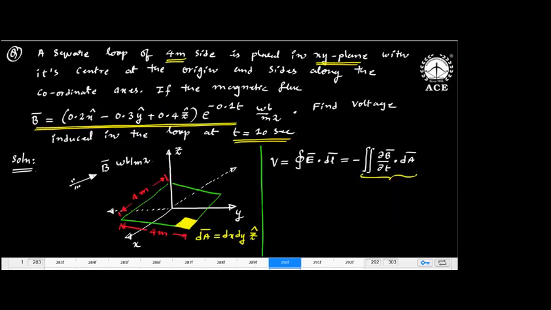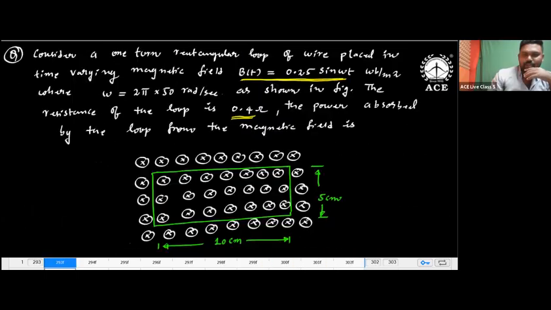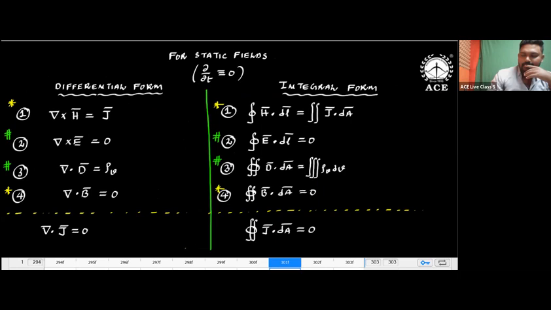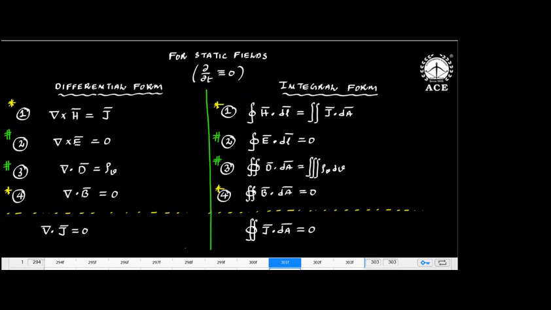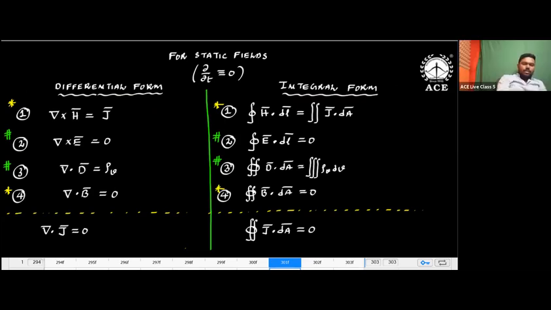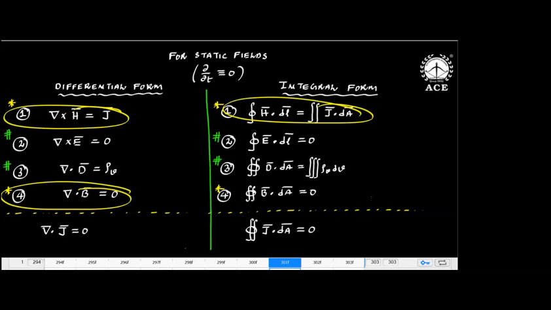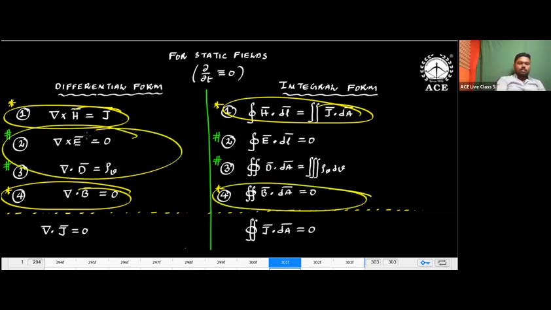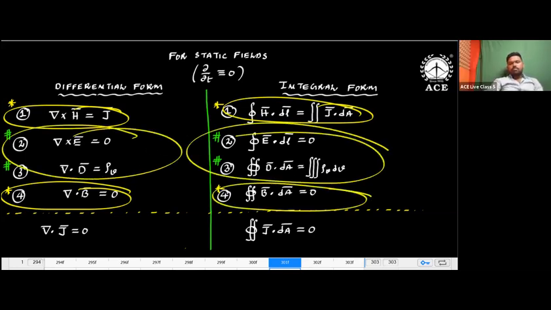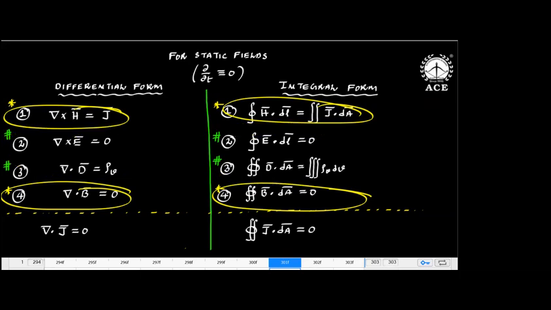Sir, slide number 301. Here you told which one is magnetostatics and which is electrostatics. Will you please explain once again? This is magnetostatics, where the magnetic field is there. These are electrostatics. Okay, sir. Thank you, sir.